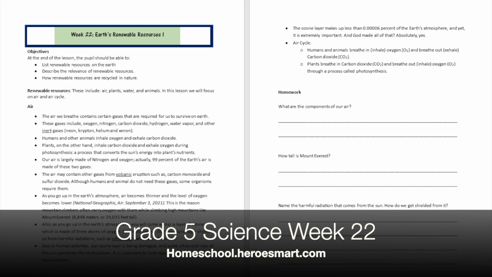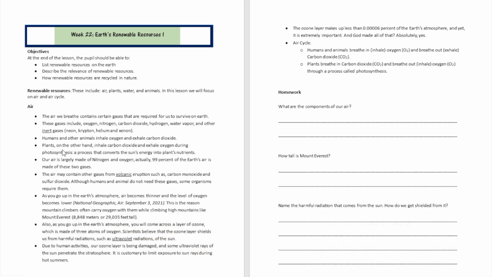Today we're going to be talking about the Earth's renewable resources, part 1. At the end of this lesson, the student is going to be expected to be able to list renewable resources on Earth. Certain resources are renewable, certain are not renewable. We are going to be talking about renewable resources. You should be able to list those resources by the end of this lesson. Describe the relevance of renewable resources and how renewable resources are recycled in nature.